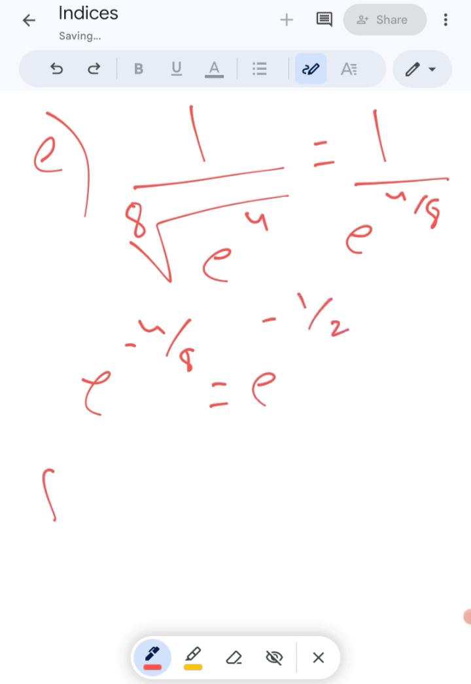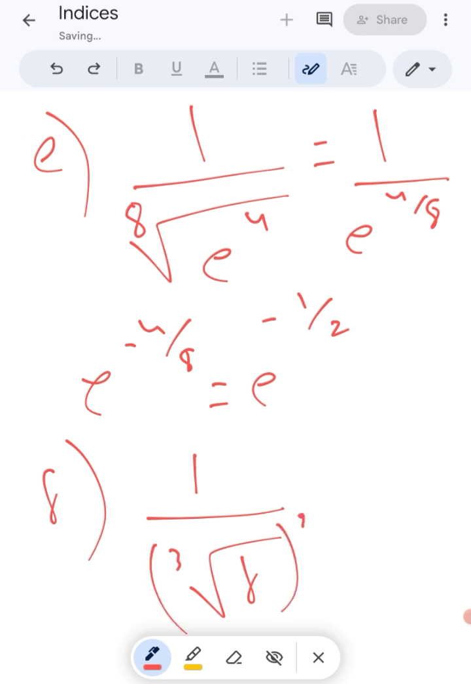Okay. Now for your part F, it says 1 upon cube root of f, 5 outside, so that becomes 1 upon f raised to the power 5 upon 3. If I take that upwards, it becomes f raised to the power minus 5 upon 3. Okay.